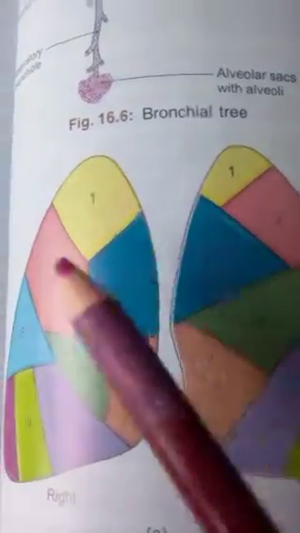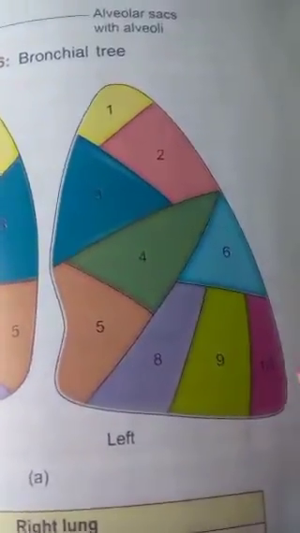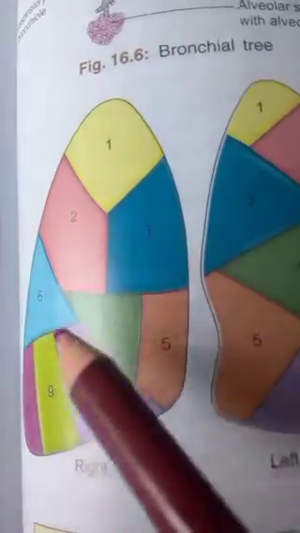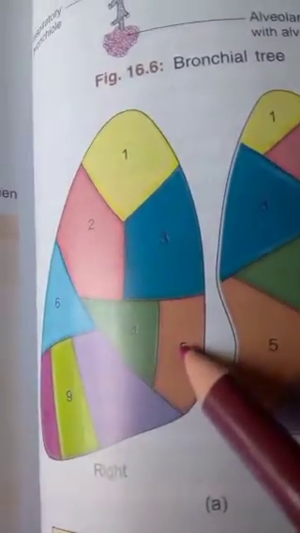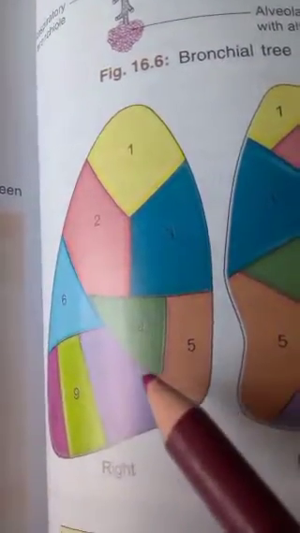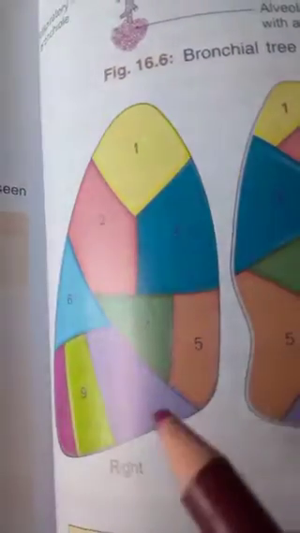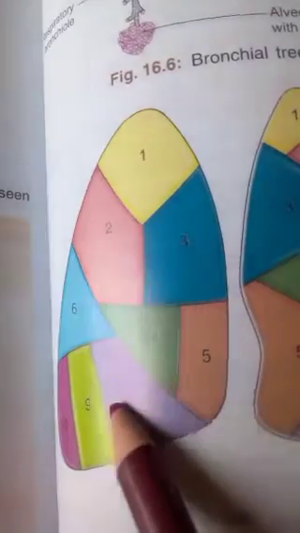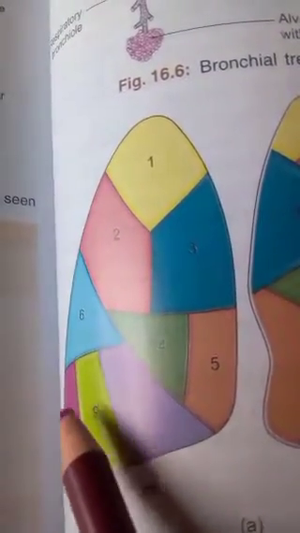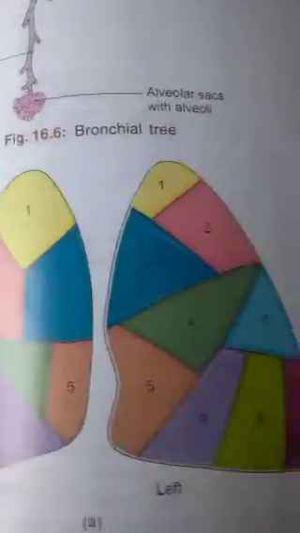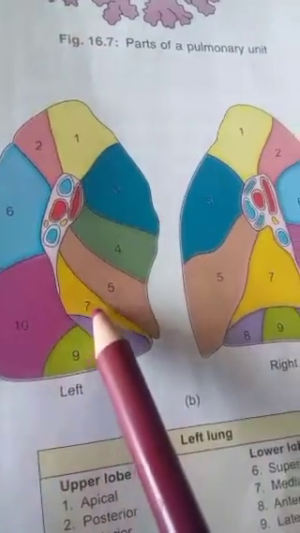There are 10 bronchopulmonary segments on both the right and left sides of the lung. On the right side, in the upper lobe, there are 3 bronchopulmonary segments: apical, posterior, anterior. In the middle lobe, there are 2: lateral and medial. Whereas in the lower lobe there are 5. Out of 5, 4 are visible from this side, which are superior, anterior basal, lateral basal, and posterior basal. The one more segment visible from the other side is the medial basal segment.